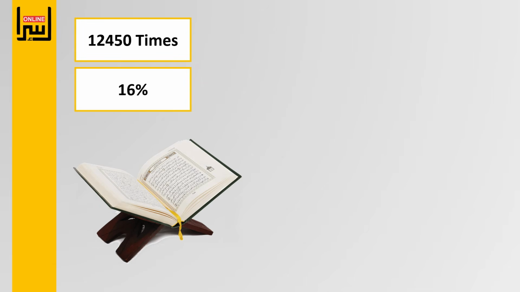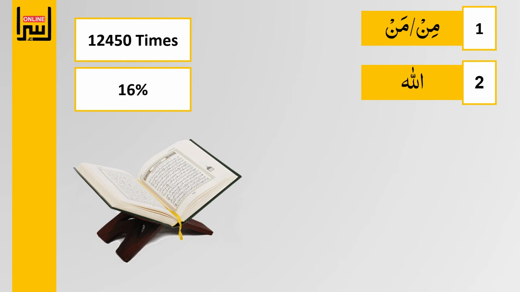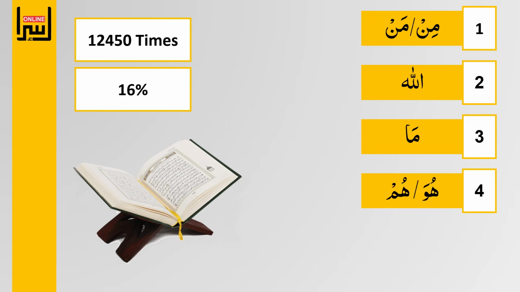So these are 5 words that we have learned today. Number 1, min or man. Number 2, Allah. Number 3, ma. Number 4, hum or huwa. And number 5, inna. These 5 words are used in Quran Kareem 12,450 times, and they compose 16% of Quranic words. So when you recite Holy Quran, their meanings should come in your mind.